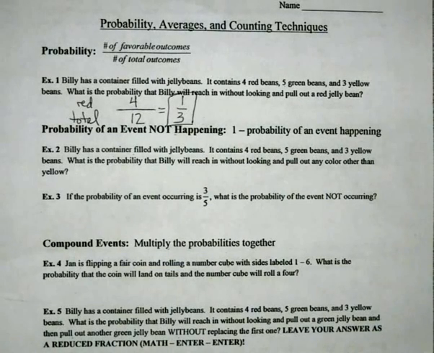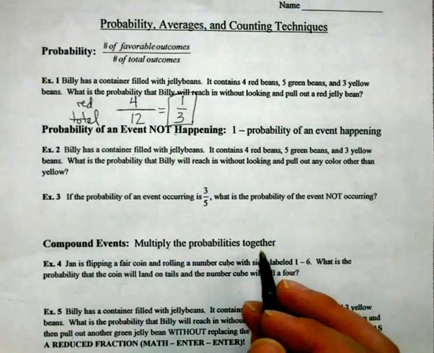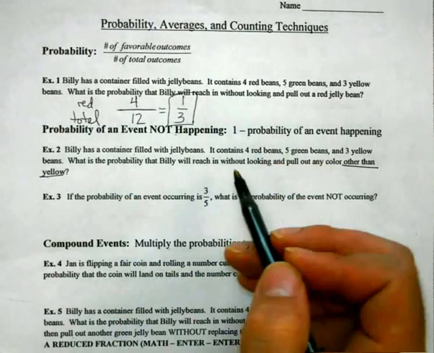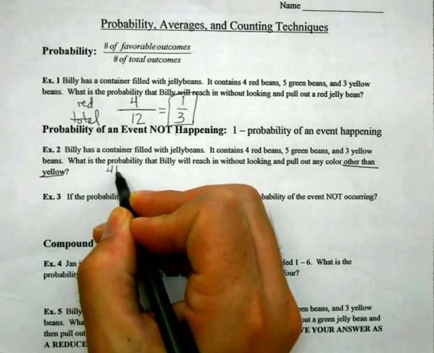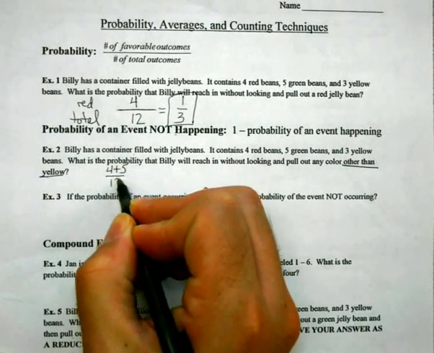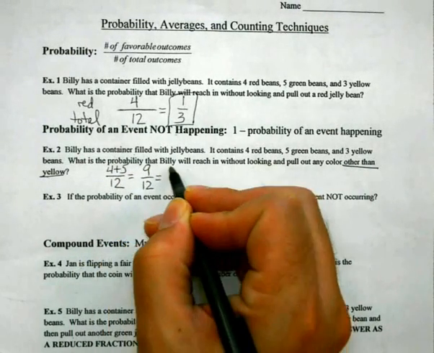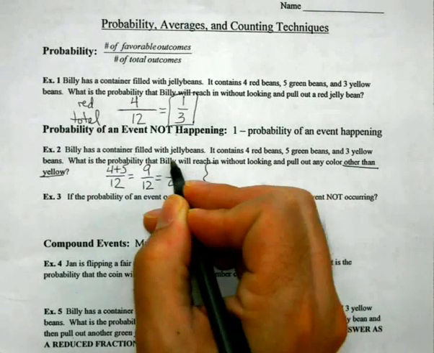Okay? Probability of an event not happening: 1 minus the probability of it actually occurring. So again, in example 2, we have the same issue here with Billy and the same number of jelly beans that he had before. Reach in and see any color other than yellow. Now there's a way you could look at this. You could either say, okay, other than yellow. Well, other than yellow would be red and green. So I could do my red plus my green out of 12. And of course, when we can reduce, we can. So it'd be 3 out of 4.